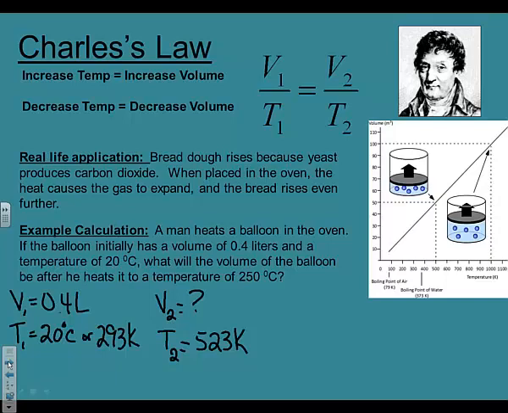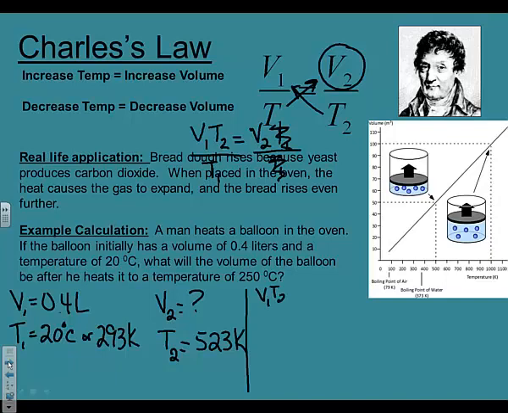We're trying to solve for V2. So again, we have two fractions set equal. I can cross multiply. So if I cross multiply, that'd be V1 times T2 equals V2 times T1. I'm trying to get V2 by itself, so I'm going to divide by T1. Those will cancel out, and anything I do to one side I'm going to do to the other side. So my final formula that I'm actually going to use is V1 times T2 divided by the initial temperature, T1, equals my final volume.